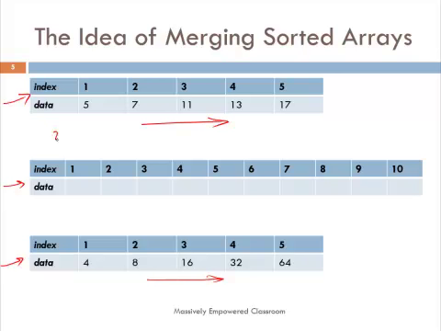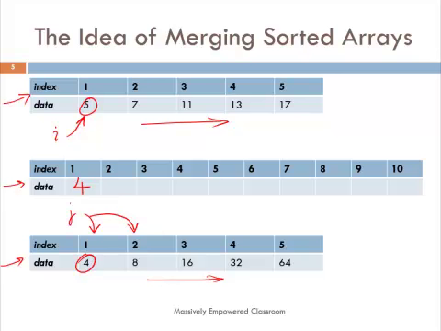Let's say I have a pointer i pointing to the first element of the first array and a pointer j, or an index, it doesn't have to be a pointer, an index pointing to the first element of the second array. I compare these two elements, 5 and 4 in this case. Whichever one is smaller, I copy that to the new array. So I will write 4 here because 4 is smaller than 5. And now we advance the pointer j or the index j to the next element.